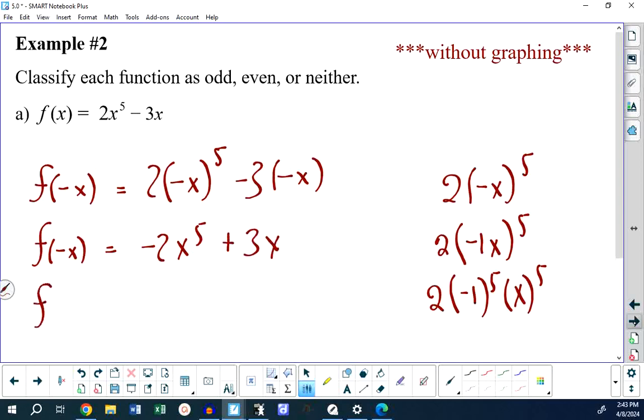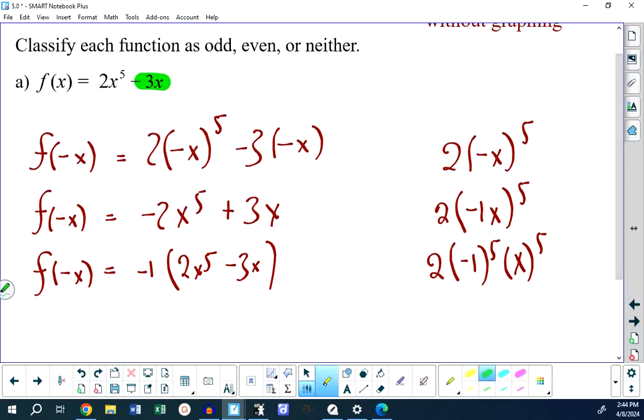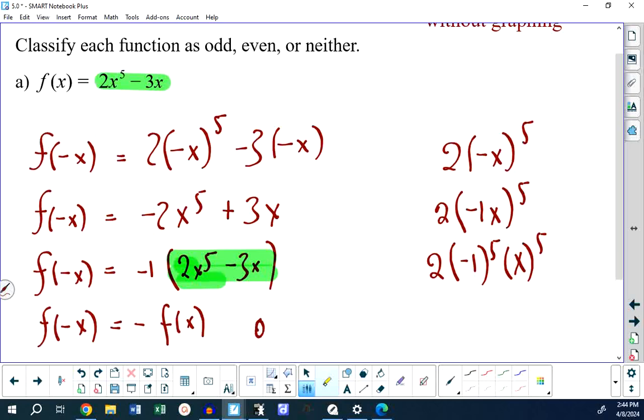And if I were to factor out, because I can, negative 1, I get that. But that is the original function. So what have we shown? We've shown f of negative x is negative f of positive x, which means the function is odd. If you flip back a page and look at the function we graphed, it's odd.